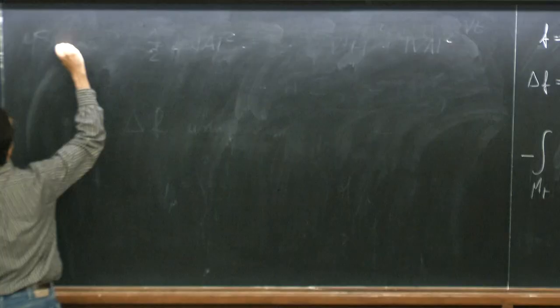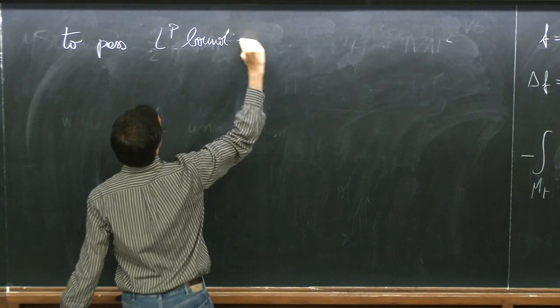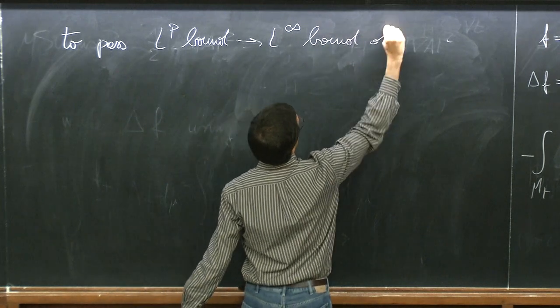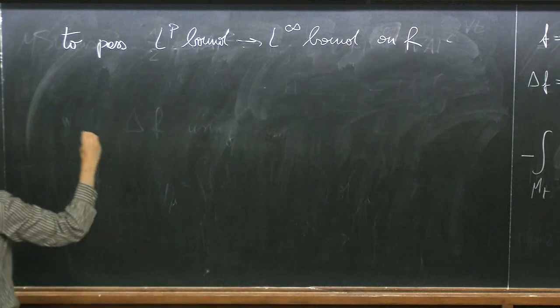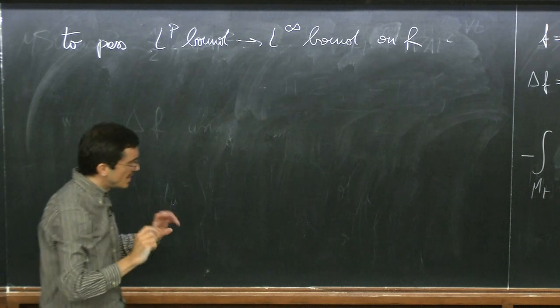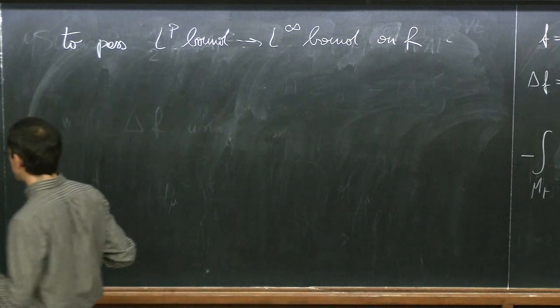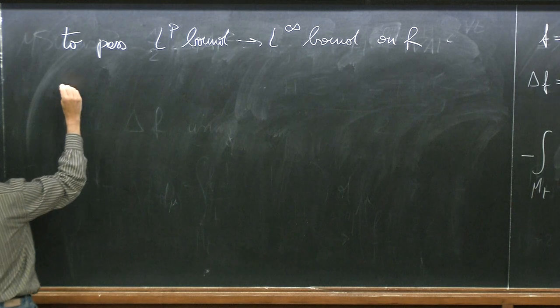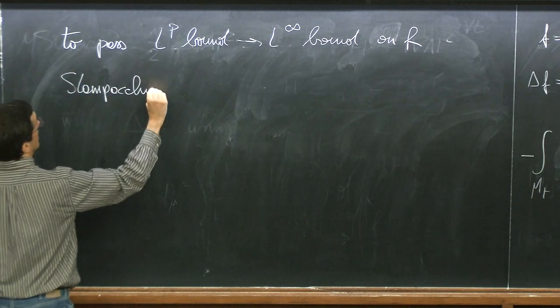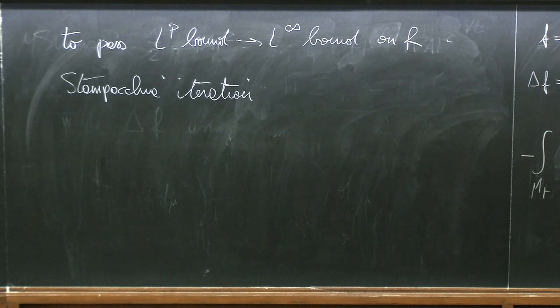To pass from an LP bound to an L infinity bound on f, one uses an iteration technique. Well, there are various iteration techniques on integral estimates due to De Giorgi and Moser, but the one Huisken was using in his first paper is basically due to Stampacchia. A crucial point in this procedure is the use of a Sobolev inequality on manifolds due to Michael and Simon.